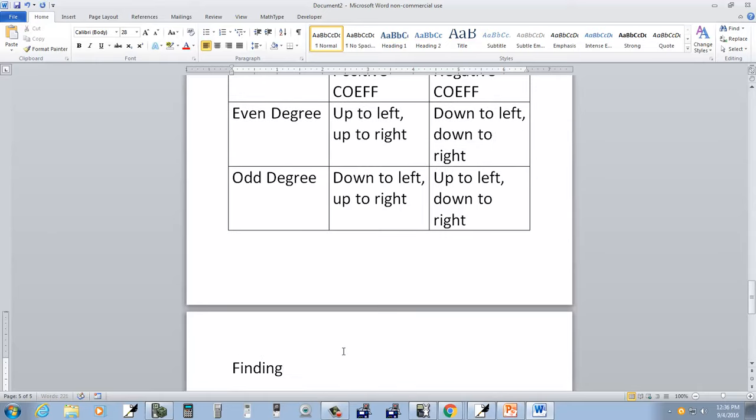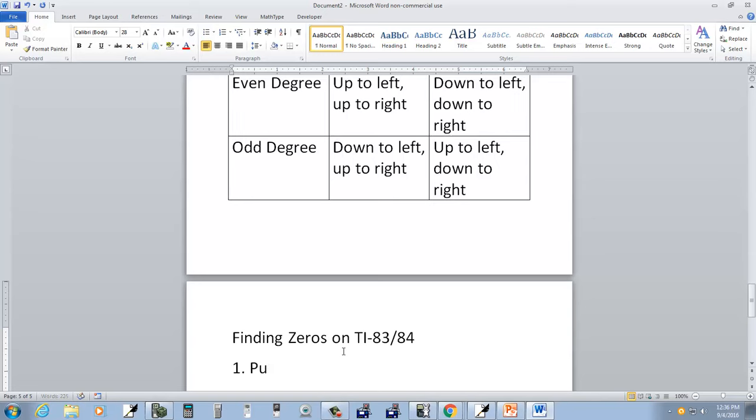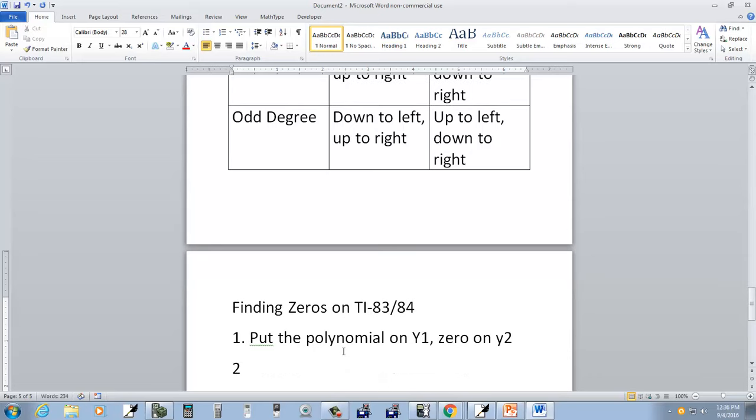So, finding zeros on the TI-83, TI-84. Step 1: put the polynomial on y1, 0 on y2. Step 2, we're going to do second trace.